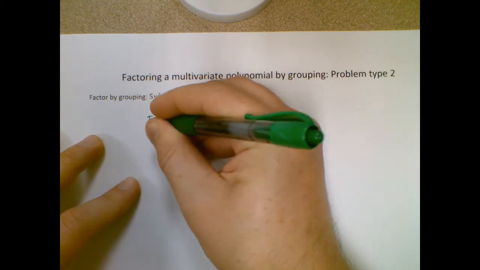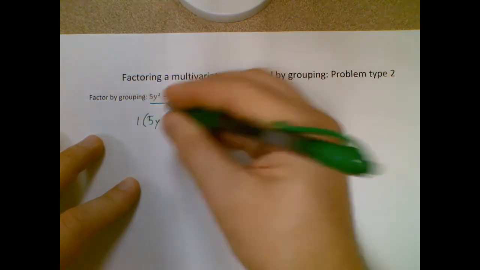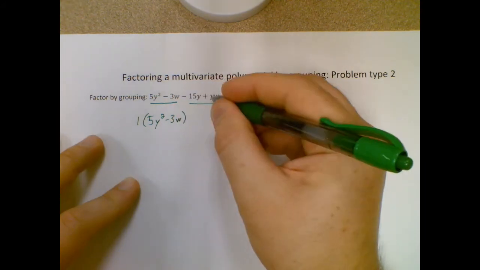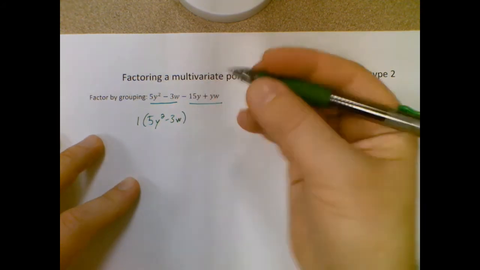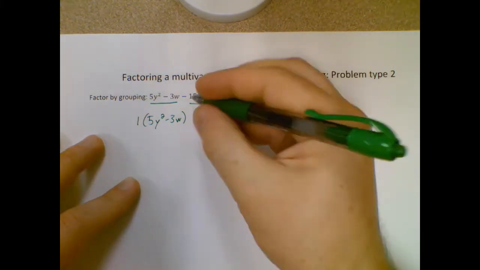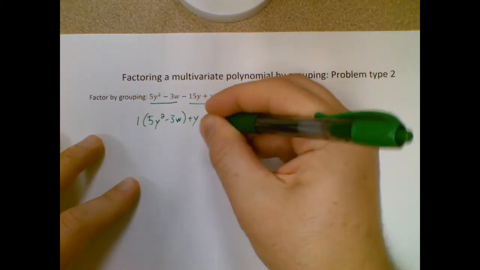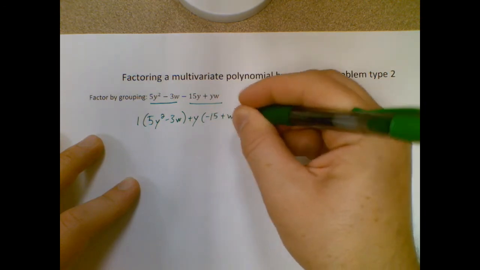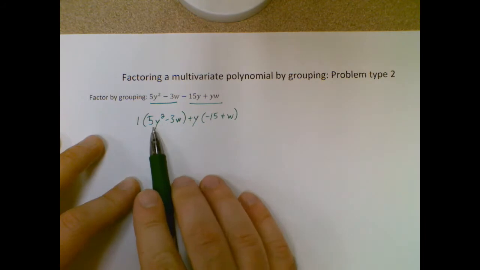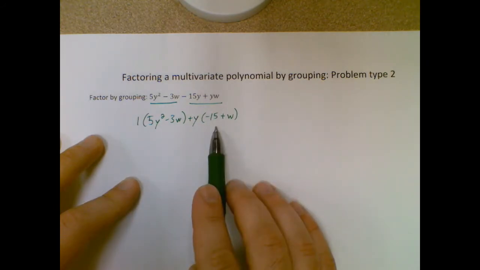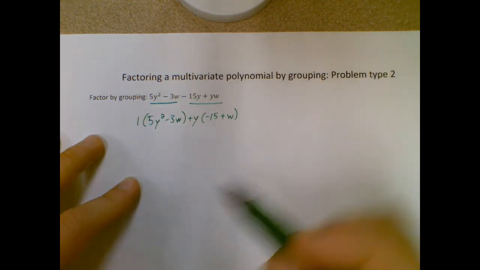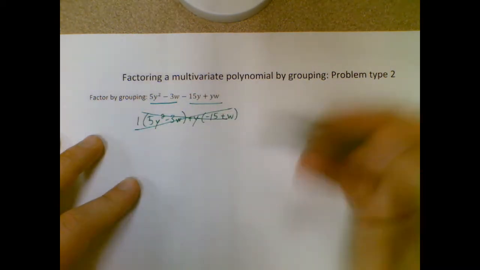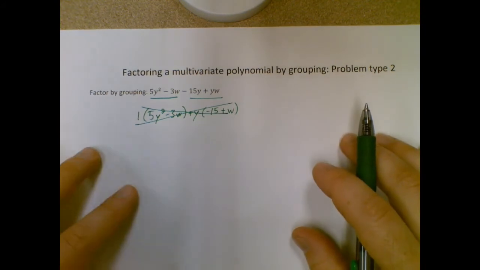So this one, I pull out basically a 1, because there's no other greatest common factor. Here, my greatest common factor is a y. So I'm going to pull out a y, which leaves me with negative 15 plus w. When I'm factoring by grouping, these two quantities have to match. There's no way I'm going to be able to make that happen. So I can't use these two groups. I have to rearrange things to make them work a little bit.